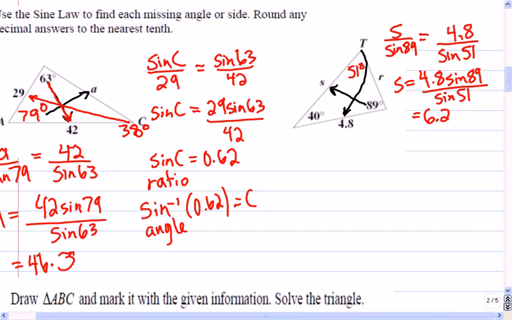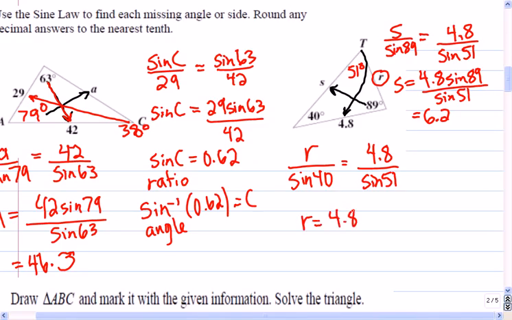Okay. And if we wanted to find the last length, again, I can make any pair. So the last one I'm looking for is r. So let's say r divided by the sine of 40 is equal to, I'll use the original ones again, so that will be 4.8 over the sine of 51. Any idea why I'd want to use the originals? It's more accurate. Yeah, no rounding in the original values, so it's more accurate if we do.